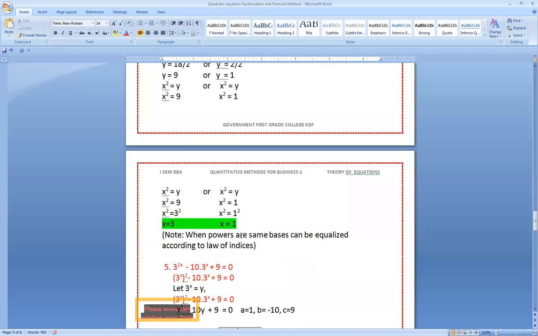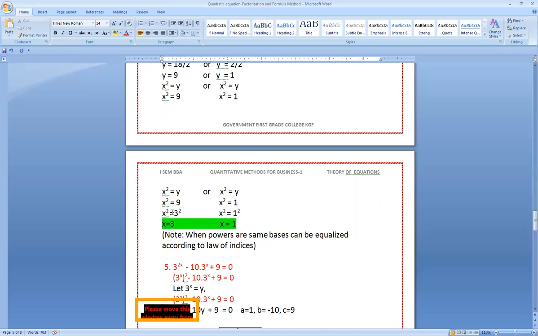Now we should substitute the values and calculate the value of x here. Then x square equals 9, where the value of y is 9, and x square equals 1, where the value of y is 1, what we calculated. x square equals 9 can also be written as 3 square. For x square equals 1, if you write 1 square, it doesn't make much difference. So here on both sides, left hand side and right hand side, the squares are there. The square is nothing but the power. Here we can use the law of indices, which says that when the powers are the same, the bases can be equalized.